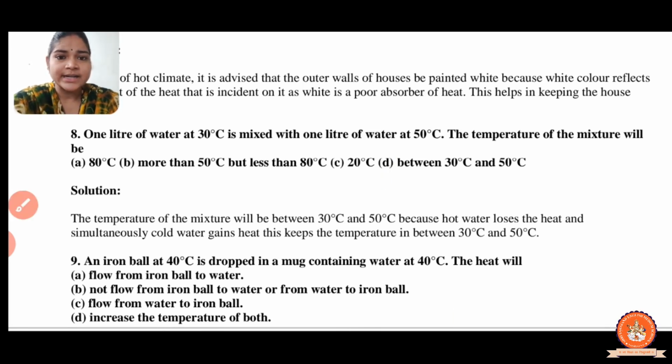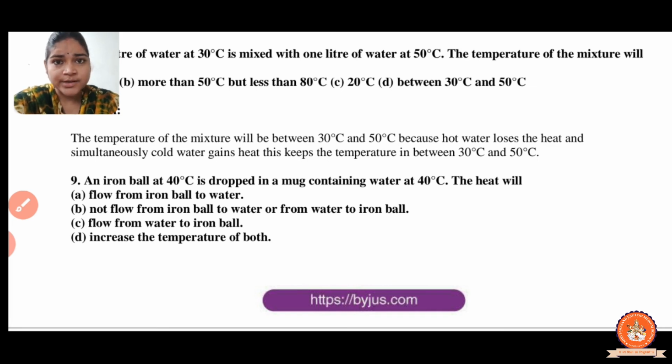Got it? Now the next one is an iron bowl. An iron bowl at 40 degrees Celsius is dropped in a mug containing water at 40 degrees Celsius. So the heat will be: option A, flow from iron bowl to water; option B, not flow from iron bowl to water or from water to iron bowl; option C, flow from water to iron bowl; and option D, increase the temperature of both.